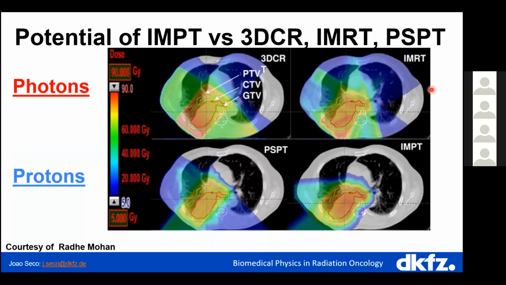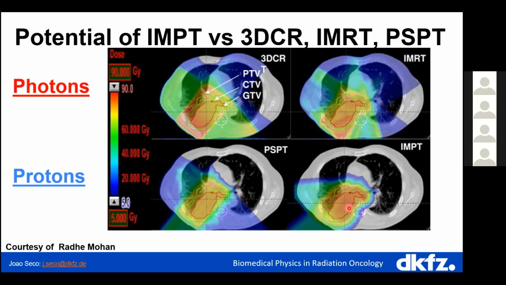Here's an example if I compare IMPT with all the other techniques out there. So the top line are the photon techniques and the bottom line are the proton. And you see the top line, the 3D conformal, I have a very big hot area, and I also have all the other organs receiving radiation. The top right corner is IMRT, and I have much better shaping of the tumor, but I still have a low dose all over the whole body. Then with protons, the left bottom curve is the passive scattering, and I see I have a better shape of the tumor, and I have less dose to the remaining organs.